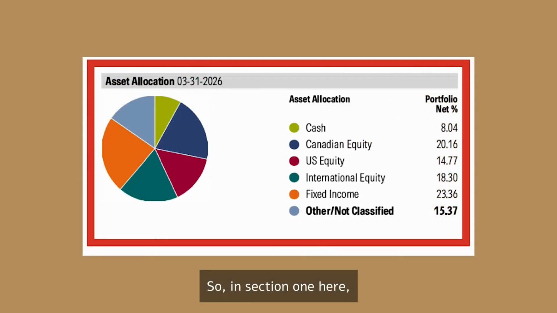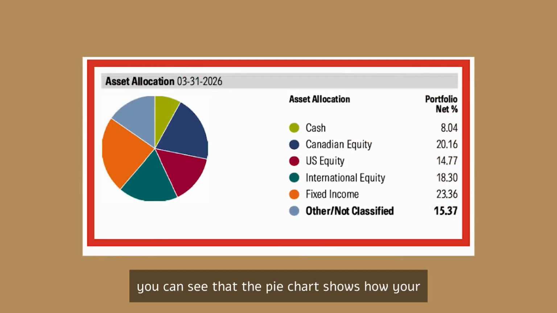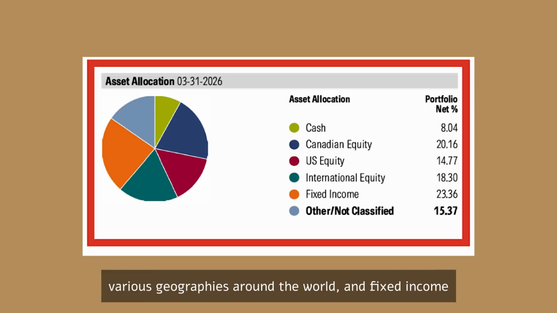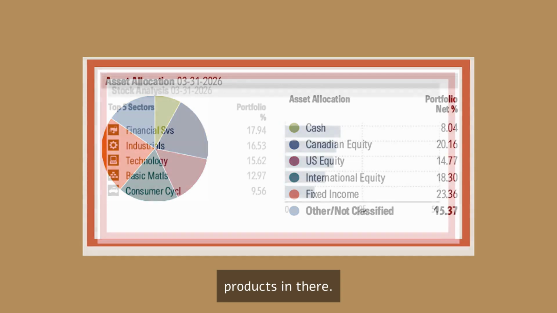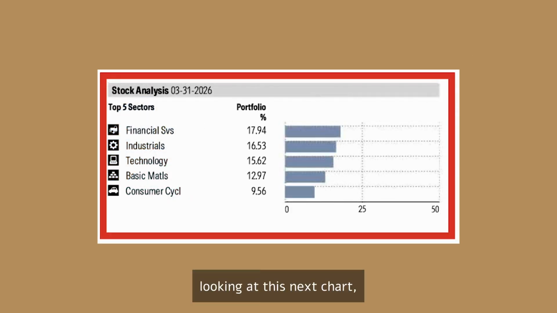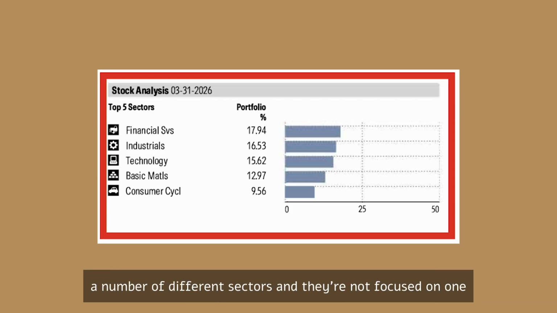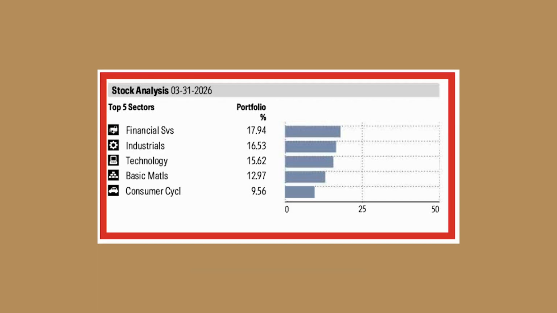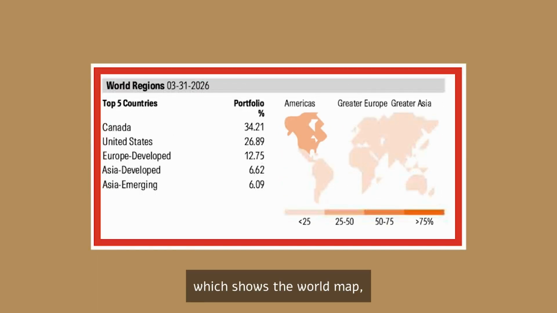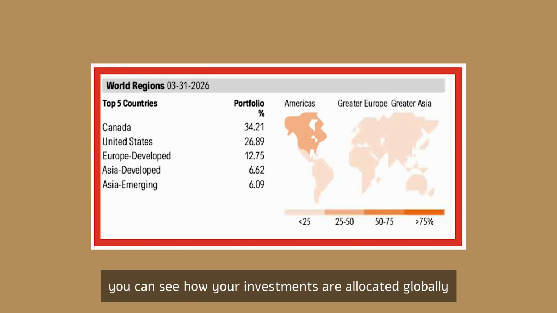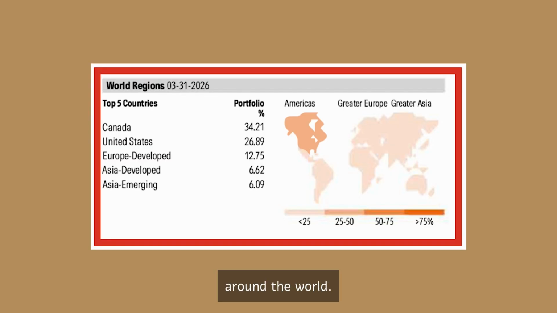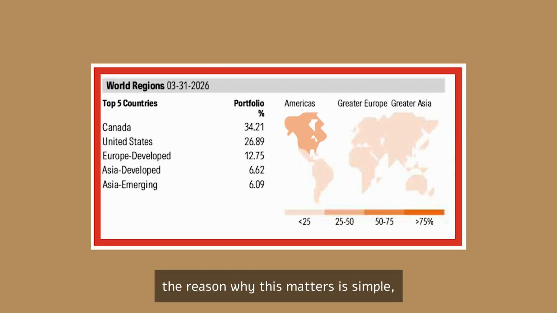So in section 1 here, you can see that the pie chart shows how your assets are allocated within classes. So you may have cash, equities from various geographies around the world, and fixed income products in there. Now, looking at this next chart, the stock analysis, you can see that your investments are allocated in a number of different sectors, and they're not focused on one specific area or the other. Lastly, looking at this chart, which shows the world map, you can see how your investments are allocated globally around the world.